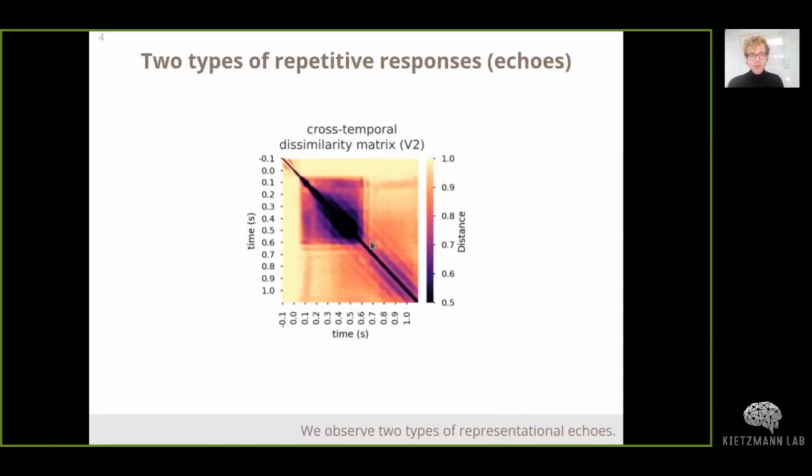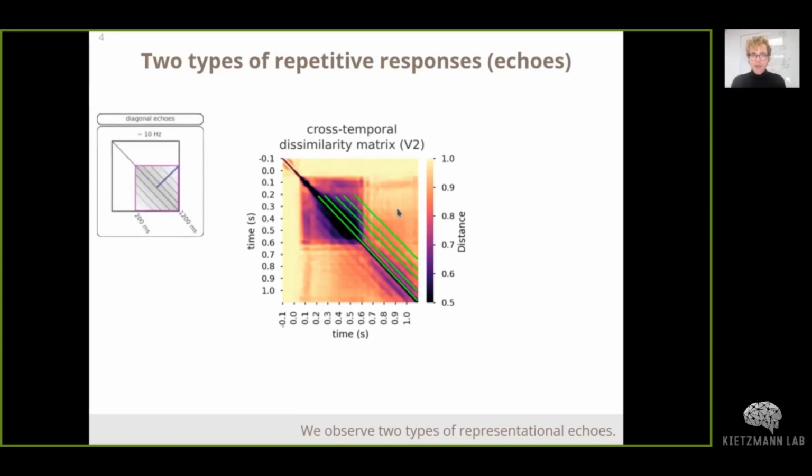In respect to this, we observe two types of repetitive responses that we are going to call echoes. First, one can notice these diagonal lines here that are in parallel to the main diagonal of the matrix. These lines reappear in a frequency of approximately 10 Hertz, and we are going to call these diagonal echoes in the following. But they are not the only signature that we can notice here.